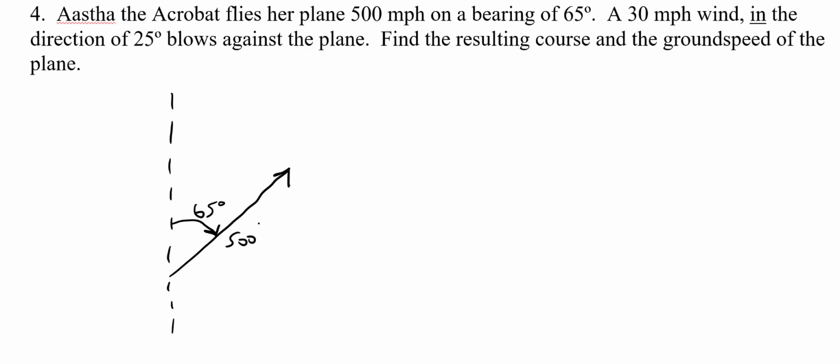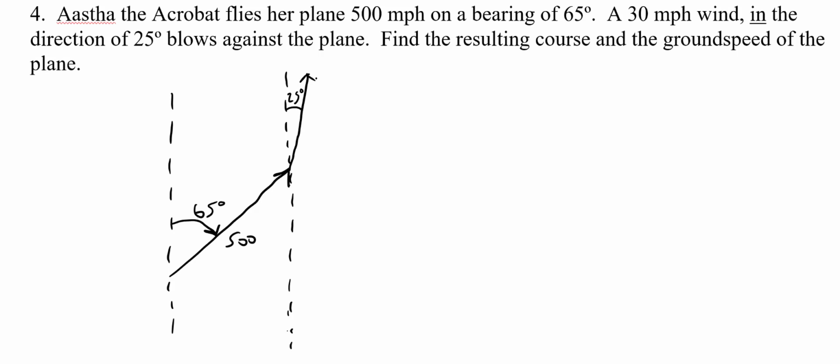A 30-mile-an-hour wind in the direction of 25. So I'm going to draw another dotted line. I don't even know what's going on yet. I'm just going to draw the dotted line because I know the wind is hitting it right here. In the direction of 25. So 25 degrees actually looks like this. This is 25 degrees. I know it's kind of crunchy here. Sorry. Okay, that's 25 degrees.